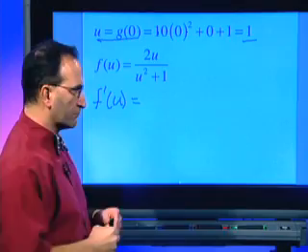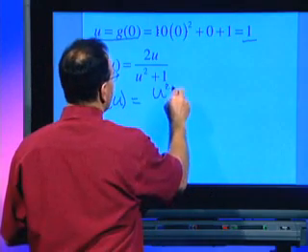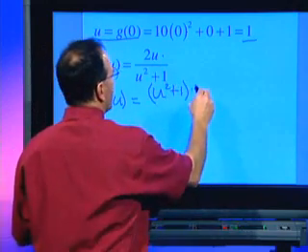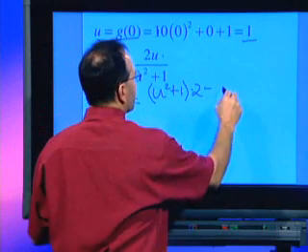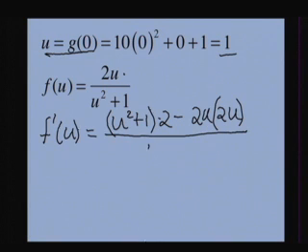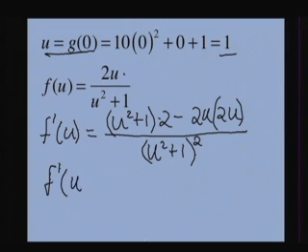We have to apply the quotient rule. So we have to take u squared plus 1 and multiply it times the derivative of the numerator, which is 2. And then we subtract the numerator times the derivative of the denominator, which is 2u. And that all goes over u squared plus 1 quantity squared. We definitely need to simplify the top some more, so f prime of u will equal 2u squared plus 2.